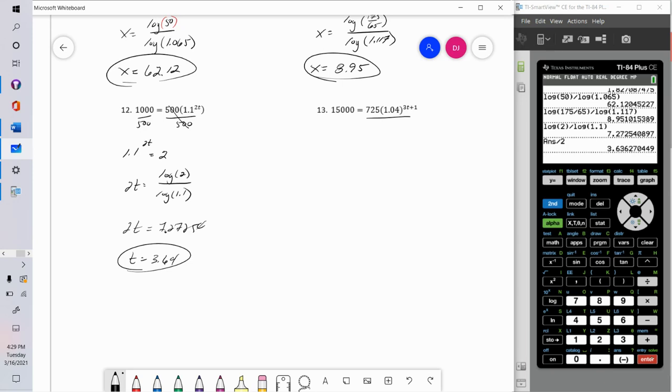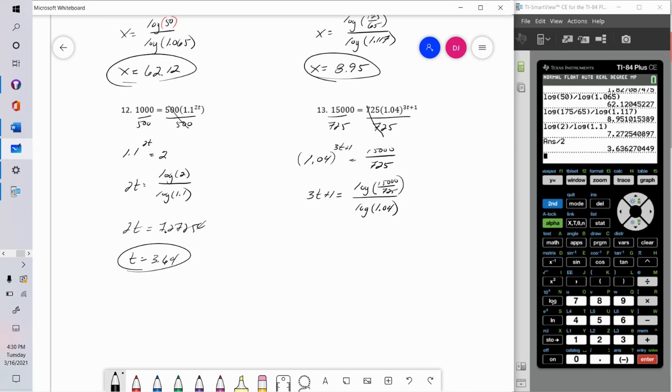Okay. One last time. I'm going to start in number 13 by dividing both sides by the 725. 725 divided by 725 divides out to 1. So I'm left with 1.04 to the 3t plus 1. And that's equal to 15,000. Oh no, I got big numbers. It doesn't matter. 15,000 divided by 725. So my exponent, 3t plus 1, is equal to the log of 15,000 over 725 divided by the log of the 1.04. Notice it's the same pattern.